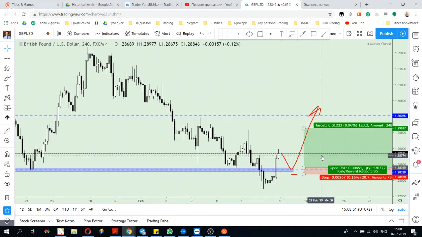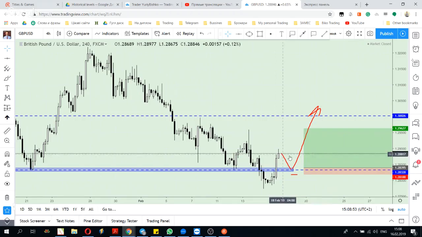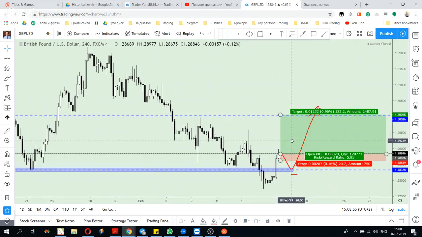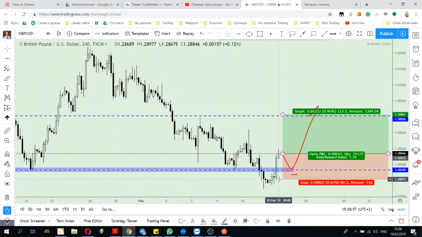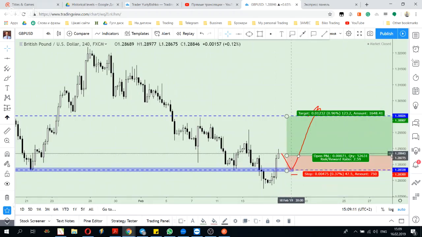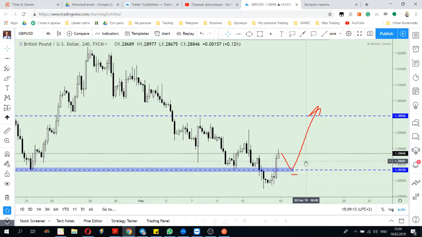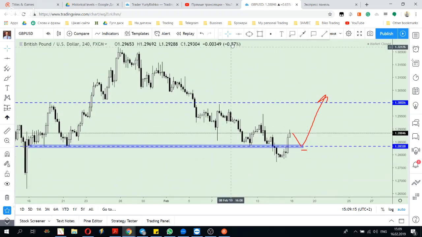Why don't I want to open buy from this place? Because if we opened buy from this place, we should set the stop loss under the key level. Take a look, your stop loss must be 70 pips. And it will be really hard even to take 1 to 2 as risk reward ratio. Okay. About British pound, I think it is understandable.